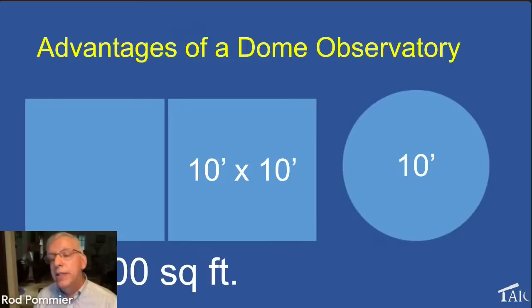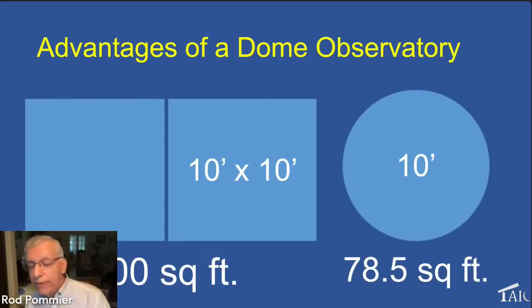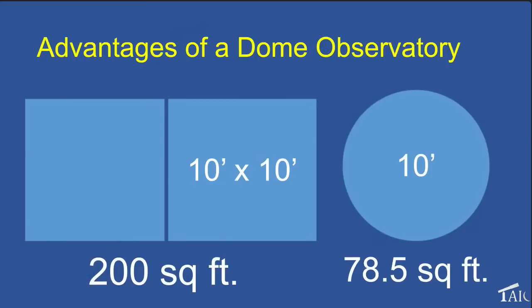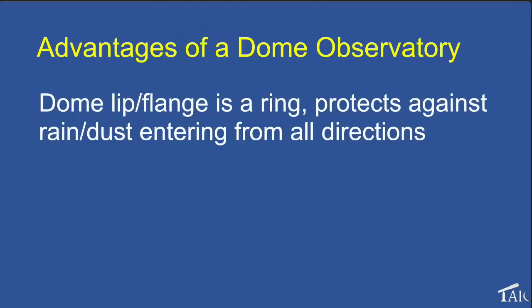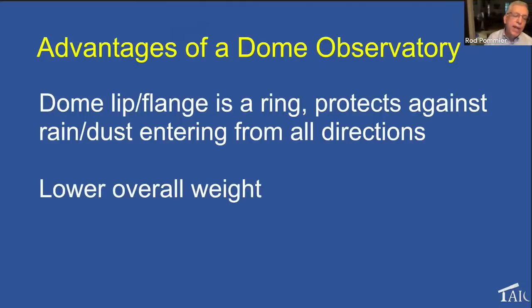It's a circle, and so the square foot area is going to be pi times the radius squared. That turns out to be 78.5 square feet, well under 100. So you could actually get up to about a 12-foot dome and still not need to have a permit for that. The dome will have a lip or a flange that is a ring completely surrounding its supporting structure, and that protects it from rain and dust entering from virtually all directions in 360 degrees.